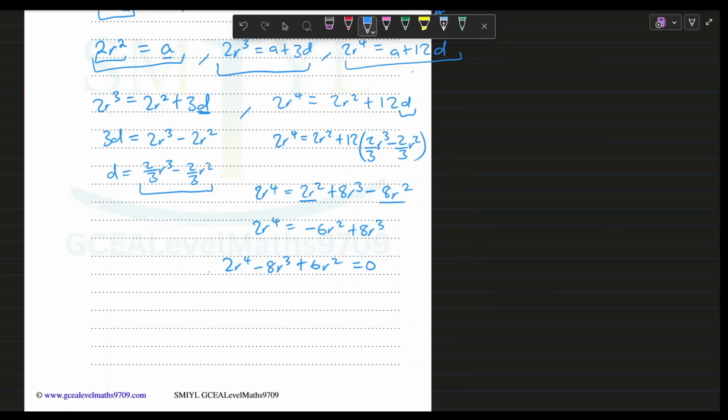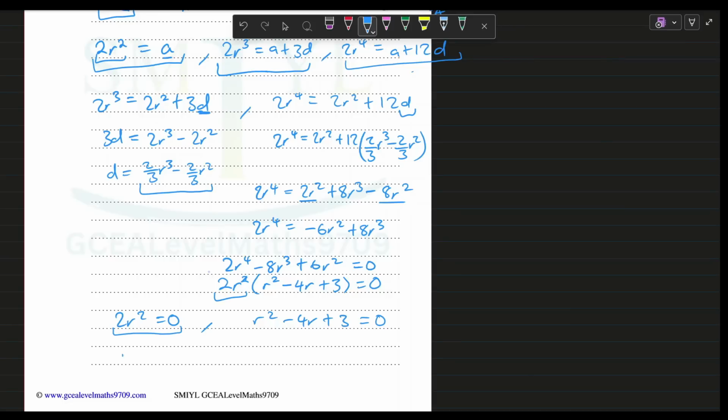And I can see that 2 will be common in all three terms, so we can factor out a 2. And r squared is also going to be common in all three terms, so we can factor that out as well. So that's going to become 2r squared times r squared minus 4r plus 3, and this is equal to 0. So here we end up with either 2r squared is equal to 0, so this part, or r squared minus 4r plus 3 is equal to 0.